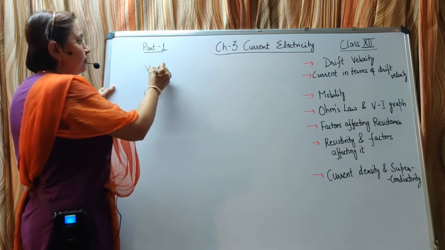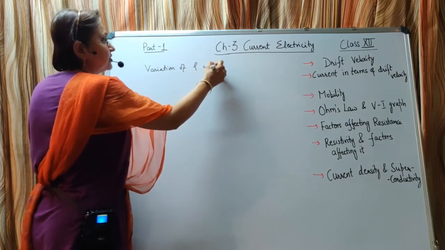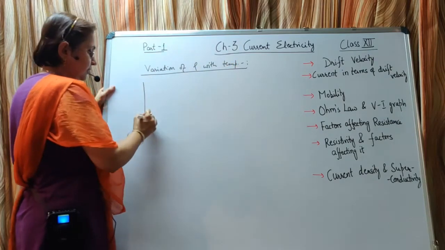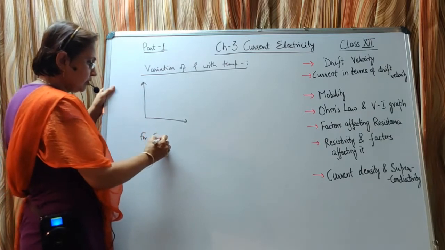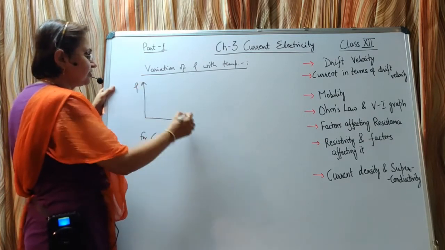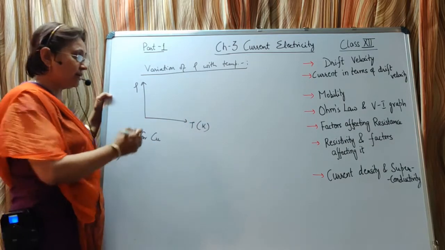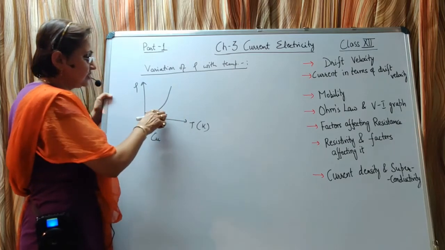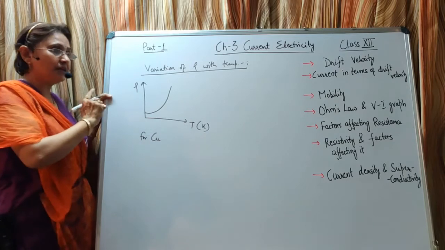Okay, now let's plot the variation of resistivity with temperature for a few substances. Okay, first for conductors, let us take copper. For copper, we know that the resistivity increases with the temperature. Let the temperature be taken in Kelvin. And how does it increase? It increases in this manner. This is the shape of the curve. That is, the resistivity increases with the temperature.